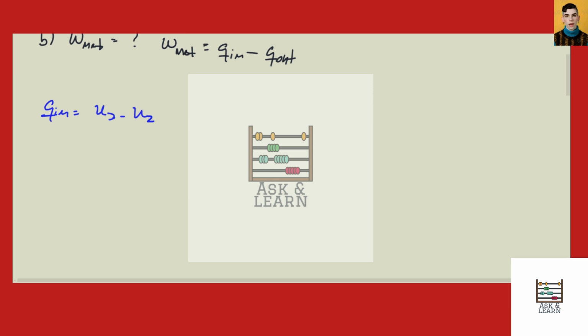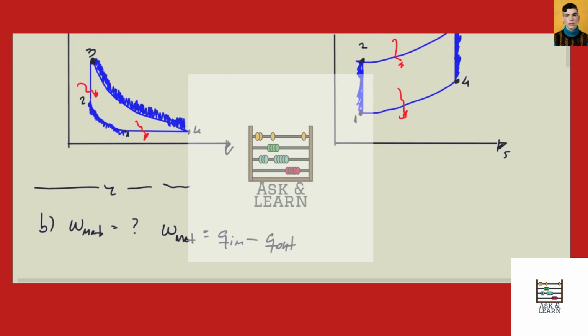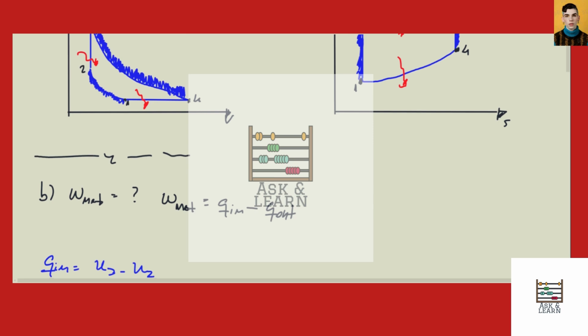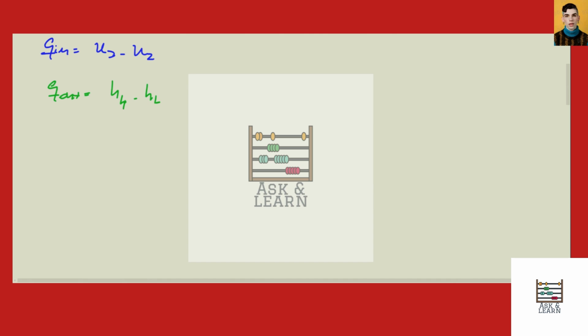And the output heat is going to be the change in the enthalpy. And that's because, as we can see, the output heat, which is the second red arrow here, is a constant pressure transformation. And constant pressure transformation means this is an enthalpy. So the energy is the enthalpy. Therefore, we need to find the internal energy in points 3 and 2, and the enthalpy in points 4 and 1. So let's begin with point 1.